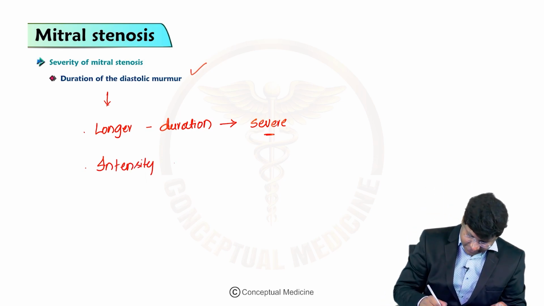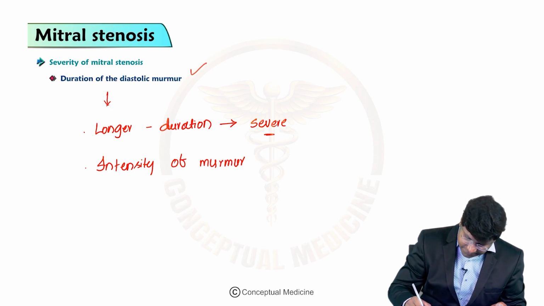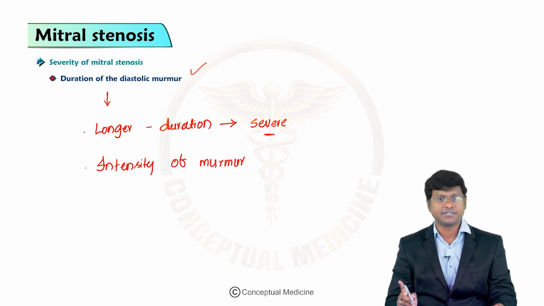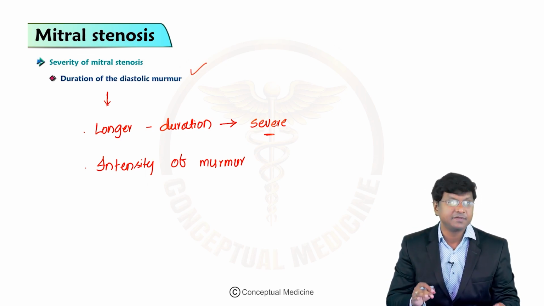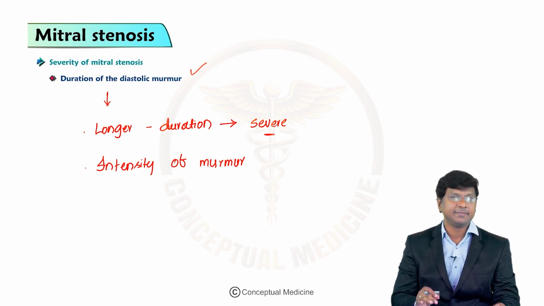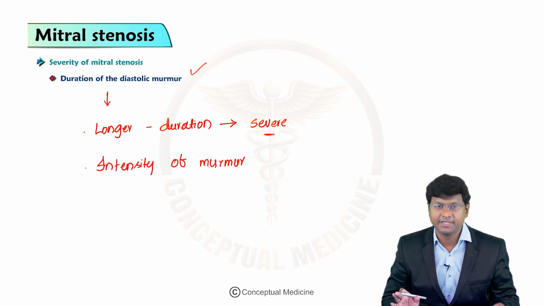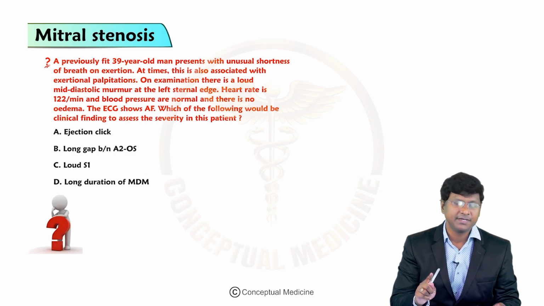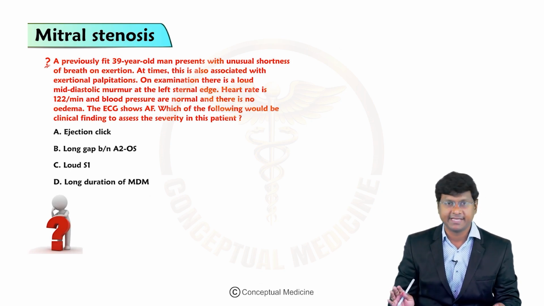Intensity of the murmur does not decide the severity of mitral stenosis. The severity of mitral stenosis is decided by the duration of the murmur. So these two parameters, one is the duration of the murmur and the other one is the A2 OS gap.